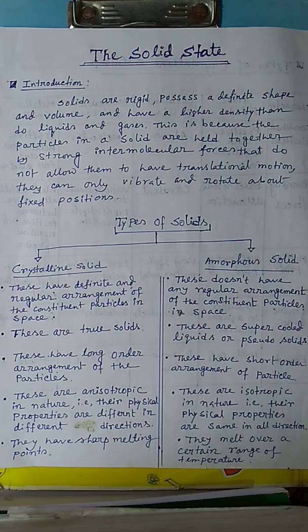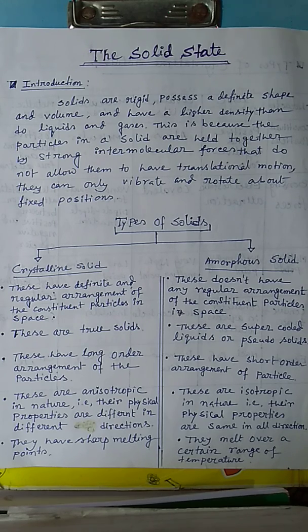Today I will discuss the first chapter of class 12 chemistry, the solid state. We know that depending upon the intermolecular force of attraction and intermolecular spacing, matter can be classified into three classes: solid, liquid and gases. In this chapter we will learn about only the solid state. Let's see what is solid.